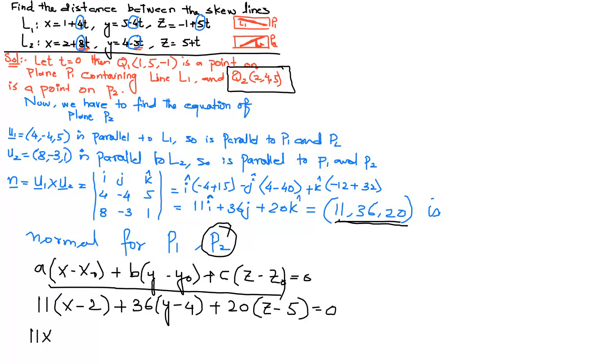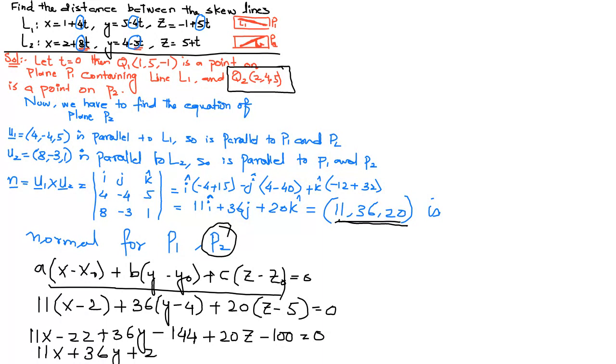Simplify that: 11x minus 22 plus 36y minus 36 multiplied by 4, that is 144, plus 20z minus 100 is equal to 0. You can simplify and write 11x plus 36y plus 20z, minus 22 minus 144, that is 166, 166 minus 100, that is minus 266.